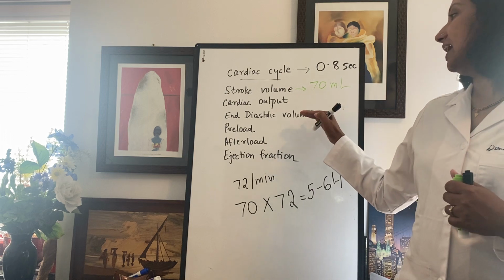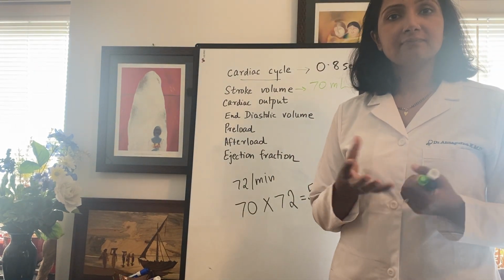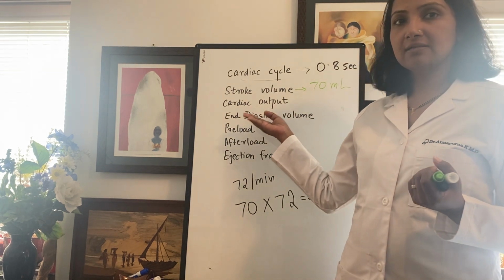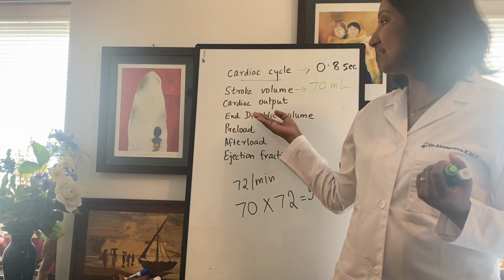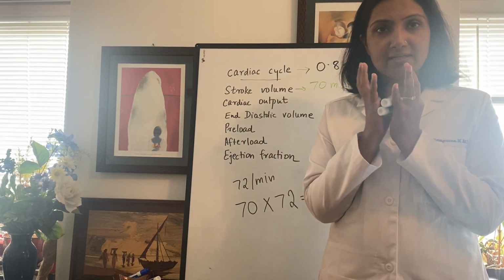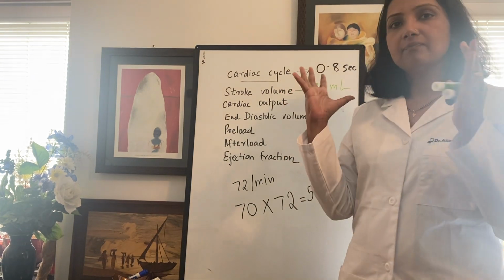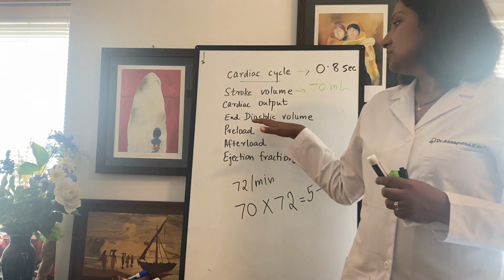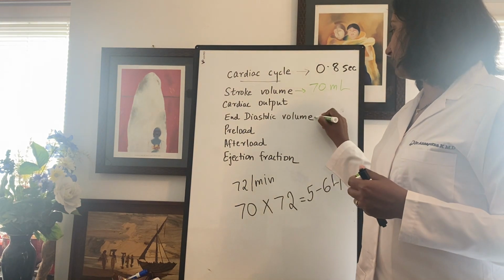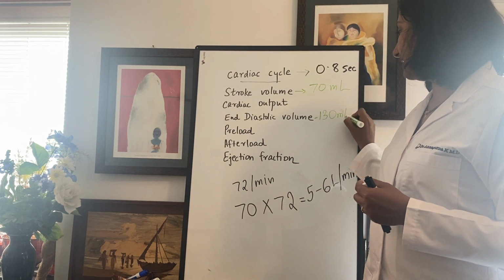Now coming to the end diastolic volume. End diastolic volume is, as it says in the term, the amount of blood in each ventricle at the end of diastole. So the amount of blood that is present in the ventricle at the end of diastole. The normal end diastolic volume is about 130 ml.